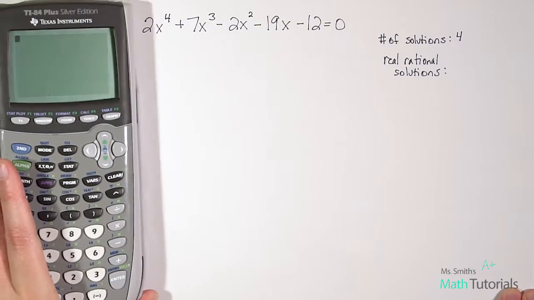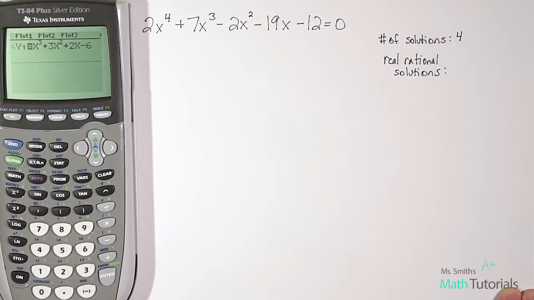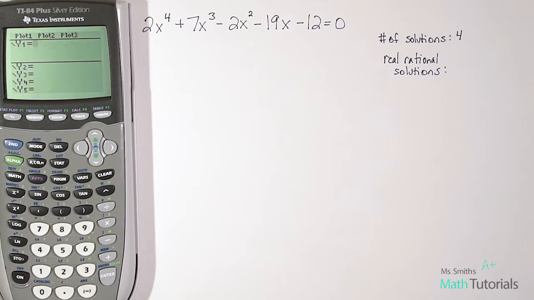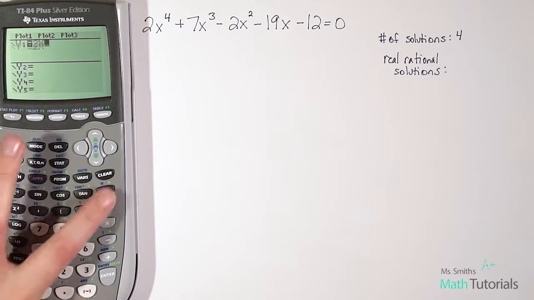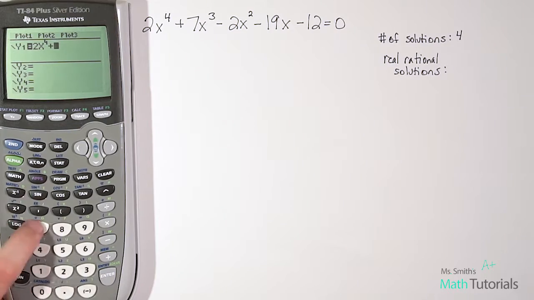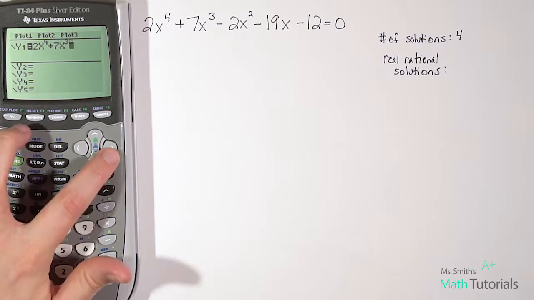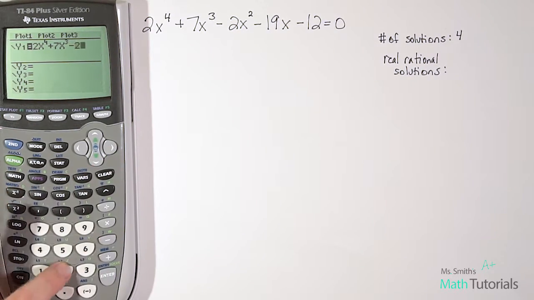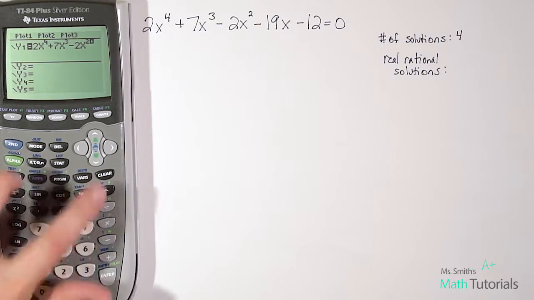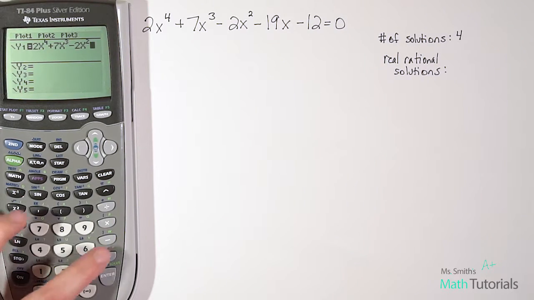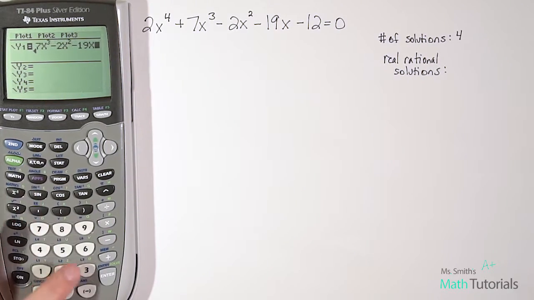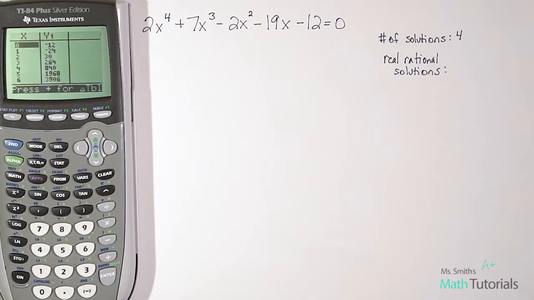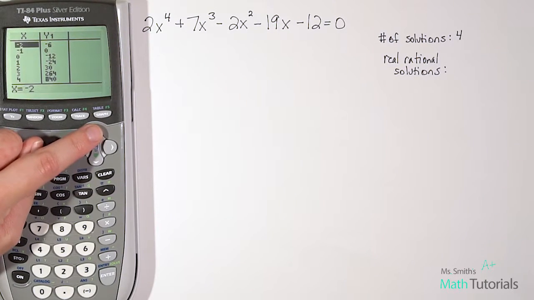So let's bring out our calculator. Let's type it in. I still have that other one. We'll clear it out. So we got 2x to the 4th power plus 7x cubed minus 2x squared minus 19x minus 12. That's a long one. And then move to your table. So second graph. I don't see any 0 yet. Let's keep looking. Okay, there's 1. Oh.